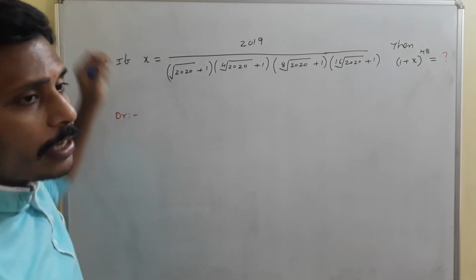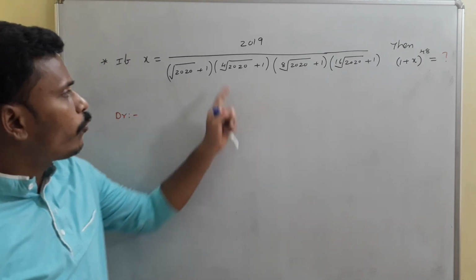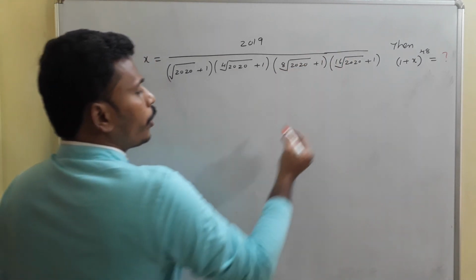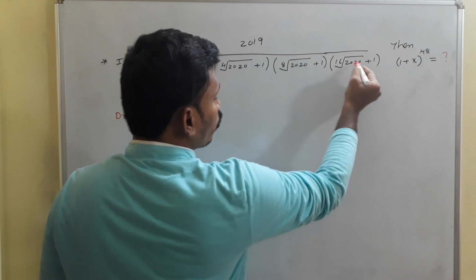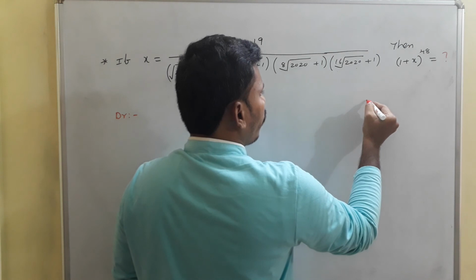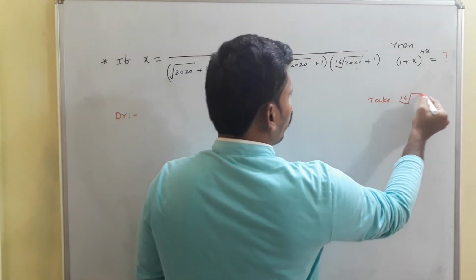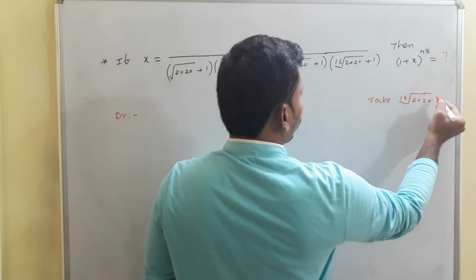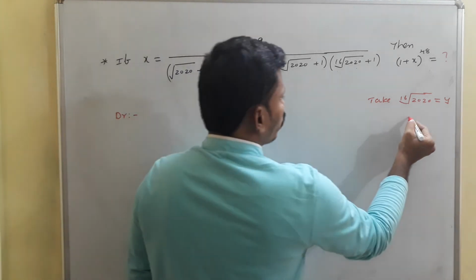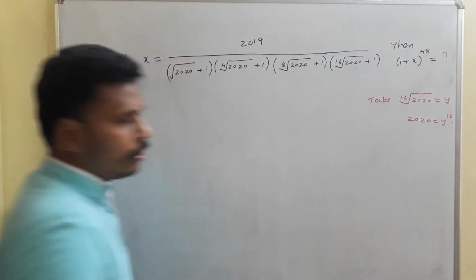And while simplifying the denominator, my idea is, since here root 2020, 4th root 2020, 8th root 2020 and 16th root 2020 are involved, you just take this 16th root 2020 as some constant, like some variable, okay, anything. You just take, okay, 16th root 2020 is equal to some y. If that 16th root 2020 is y, then you know that 2020 is equal to y power 16. Is it right?